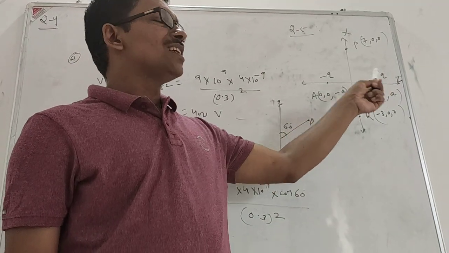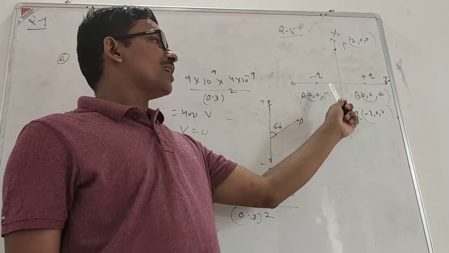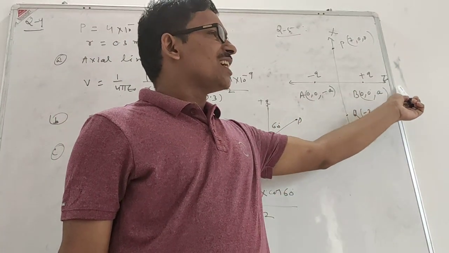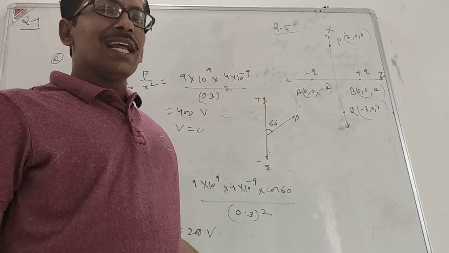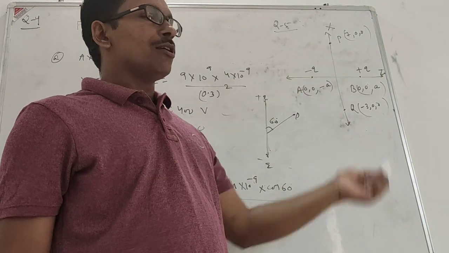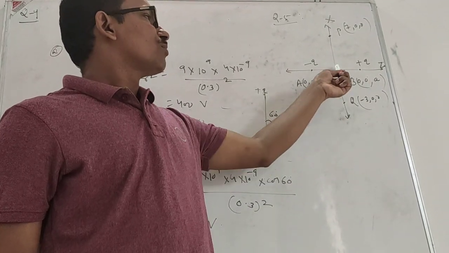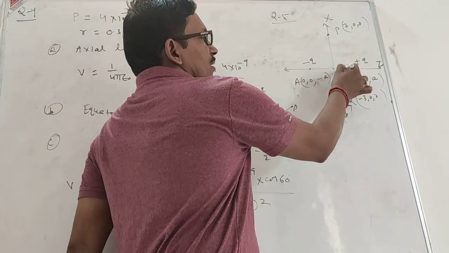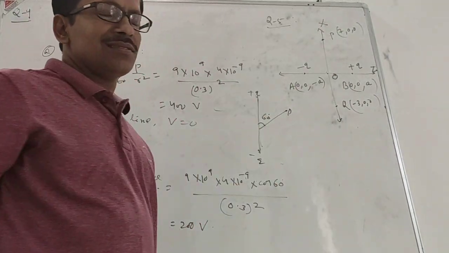You may say it is an electric dipole because it consists of two equal and opposite charges separated by a small distance. Here the z axis is the dipole axis, and the x axis is the equatorial line, because it is perpendicular to that and also passes through the center of the dipole. They are at equal distance from this point, so this may be the center of the dipole. Let me mark it O. O is the center of the dipole. So this is the equatorial line.